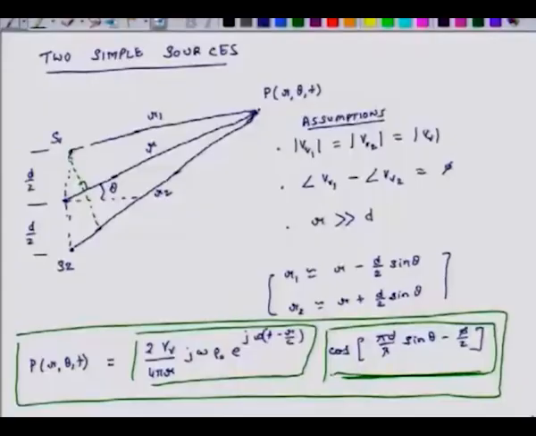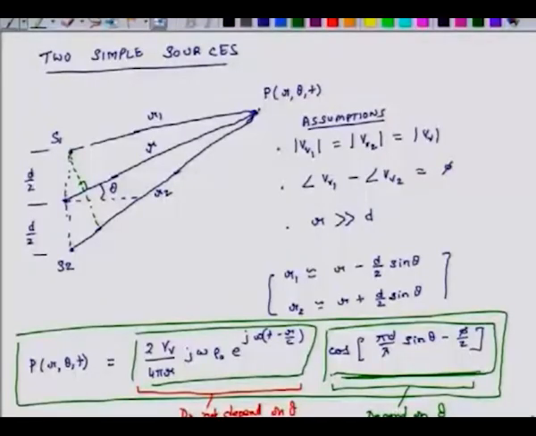When we observe this expression further, what we find is that there is a set of terms, and these terms do not depend on theta. While there is another set of terms, and these terms depend on theta. So, the terms which do not depend on theta are not going to materially influence the polar pattern or the directivity pattern for these two sound sources.